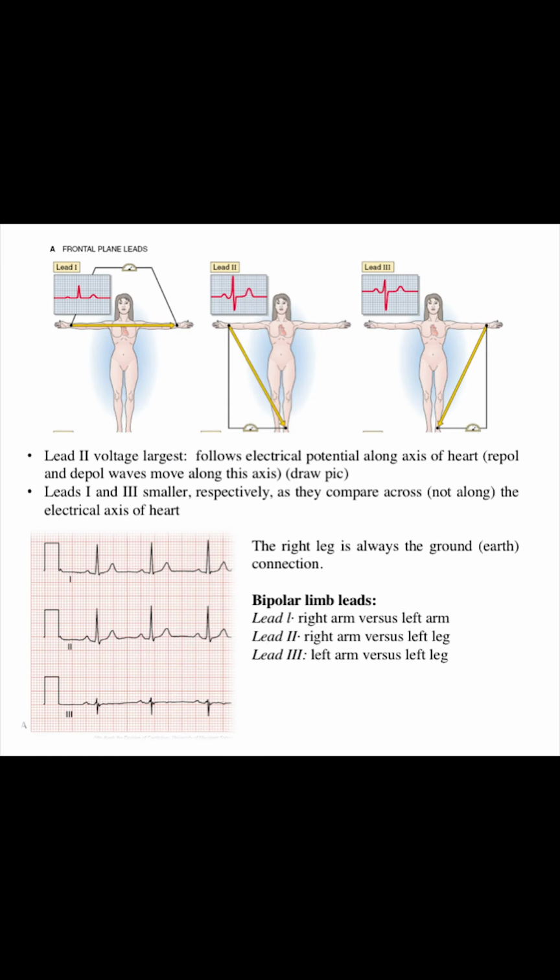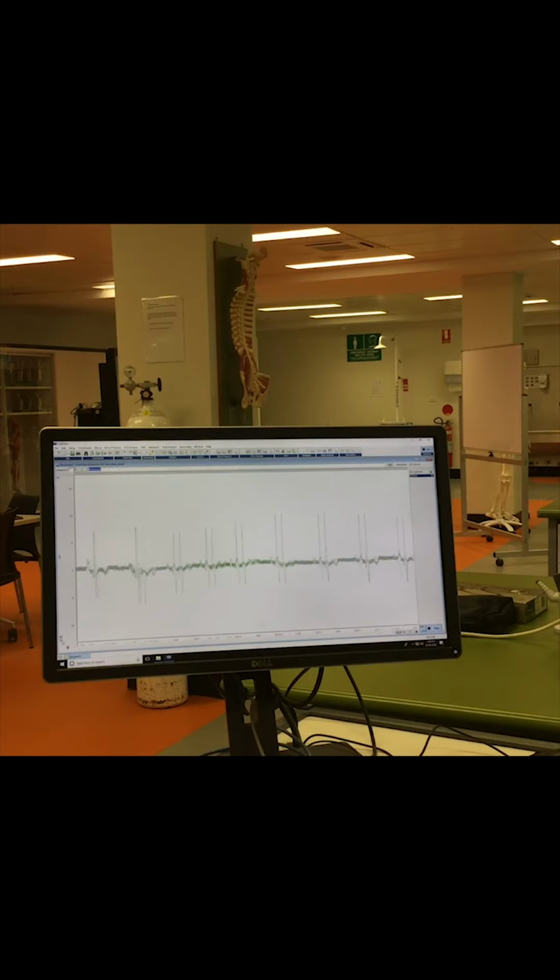Here is an explanation of the appropriate placements of the leads in order to get differing views of the ECG. This is the normal output produced by the PowerLab software showing the participant's resting ECG traces. This shows the individual P and T waves as well as the QRS complex.